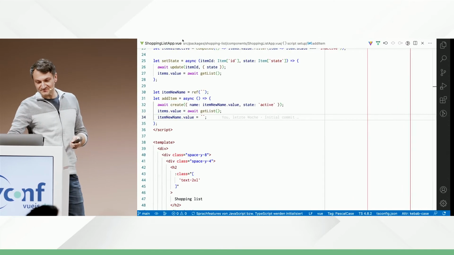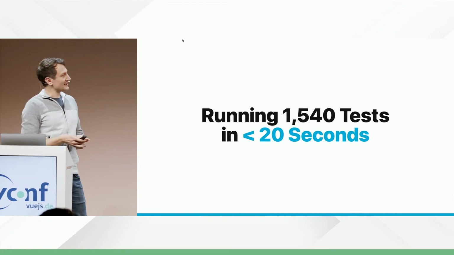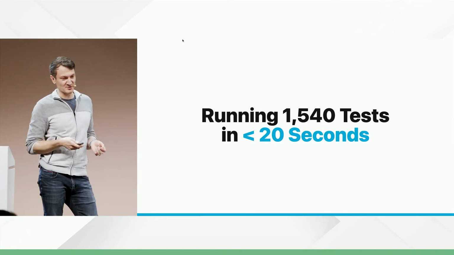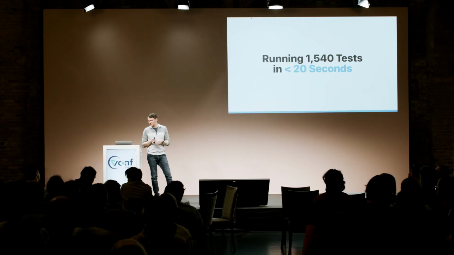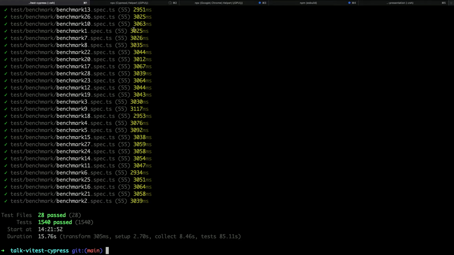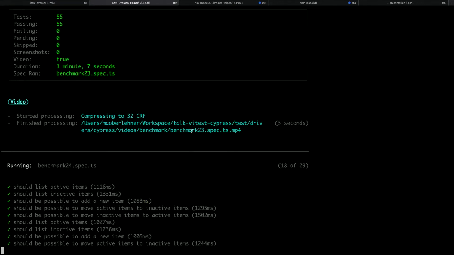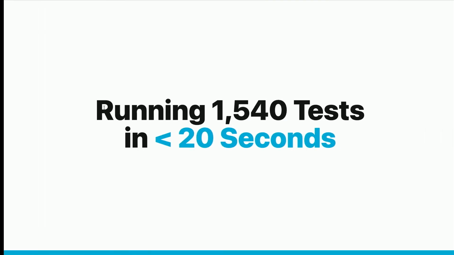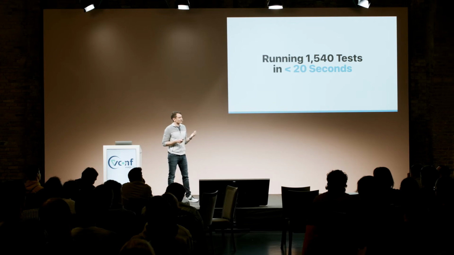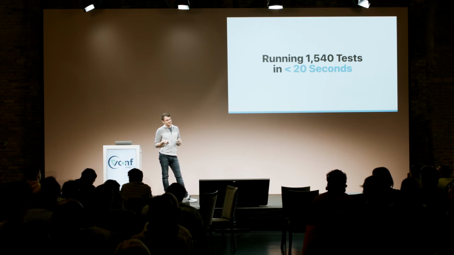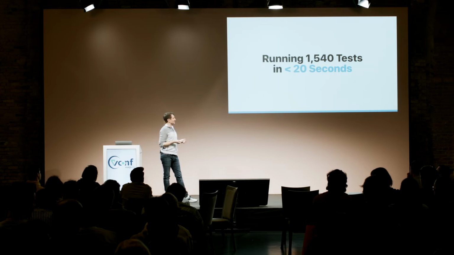Okay, so you might now wonder, how does this work? Or are those really the same tests? And I promise you, those are the exact same tests. So I did run the tests on the exact same files. We can see here is this benchmark 24 file, for example, and here we also have this benchmark 23, and so on. So we run the exact same tests, but instead of running them in Cypress, we run them in Vitest. So instead of running them in a real browser, we are running them in a mocked environment in Node.js.